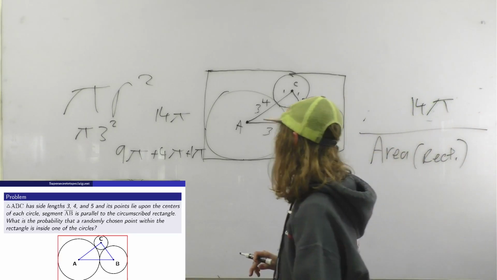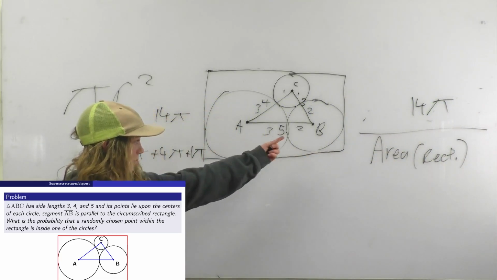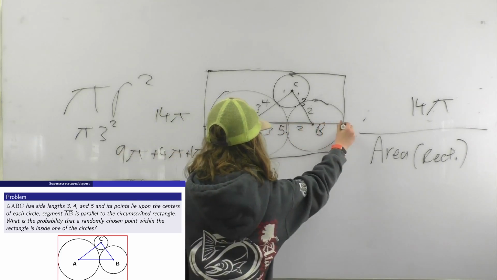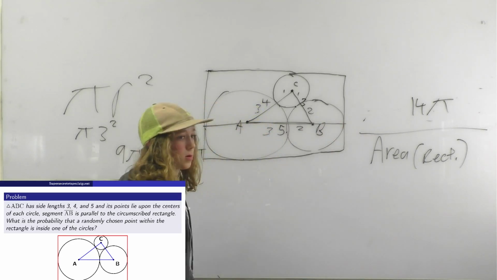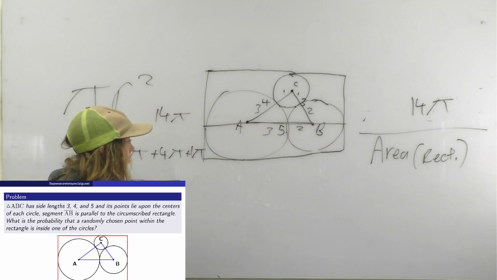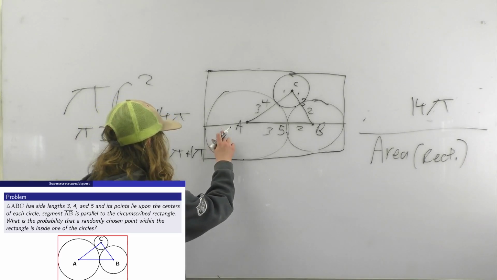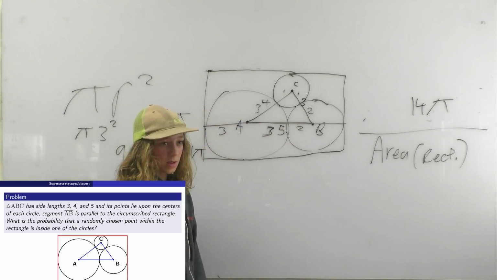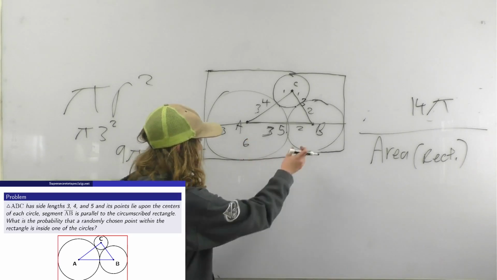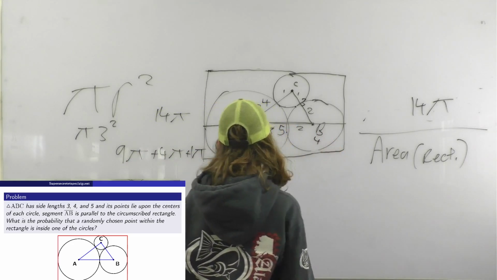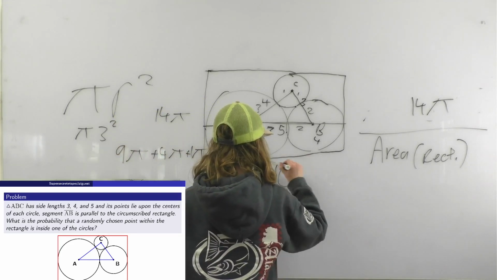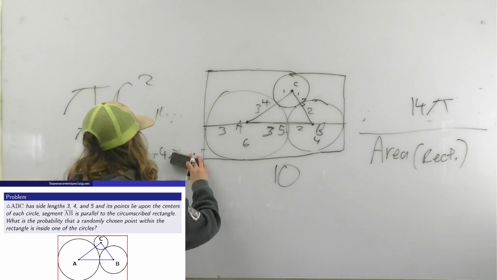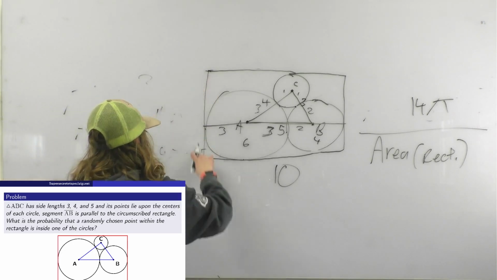Now we just need to find the area of the rectangle. It said that AB is parallel to the rectangle, so that means that this length right here across is the same as this rectangle side here, because they're parallel. So the diameter of A is going to be 6, because it's 3 times 2. And the diameter of B is going to be 4, because 2 times 2. Then we add those up to get 10. So this bottom side of the rectangle is going to be 10. Now we just need to find this length right here.